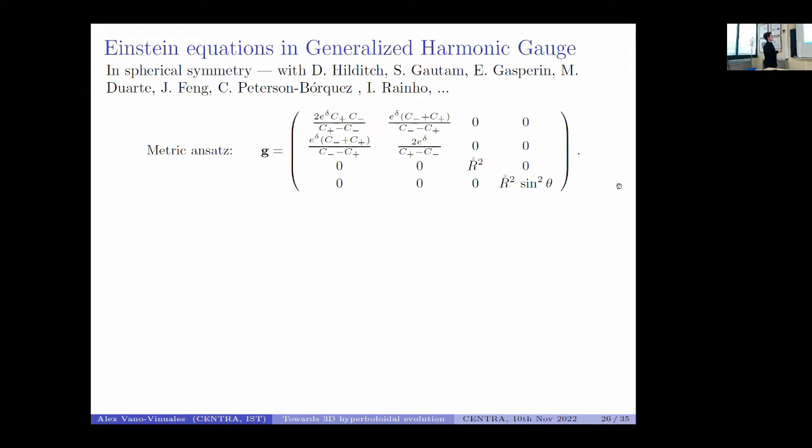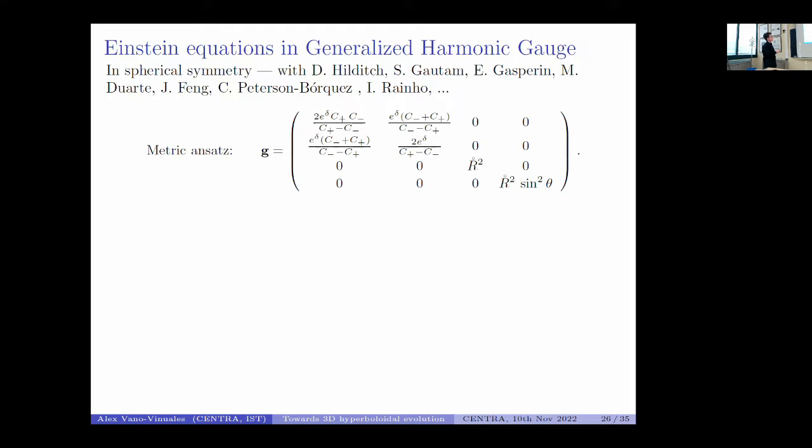Now, this is an ongoing implementation, so that's in spherical symmetry, but we also study these things in 3D, which some of the students here have presented in other instances. So these are the choice of variables made for the metric. It's not the lapse and the shift that I showed before.